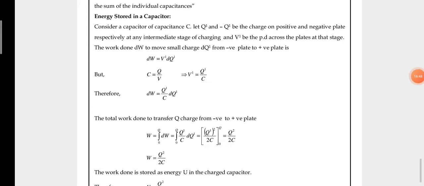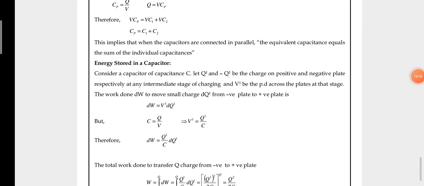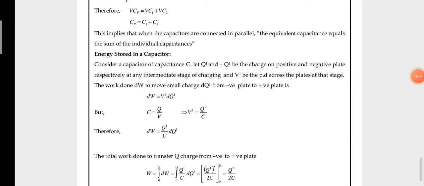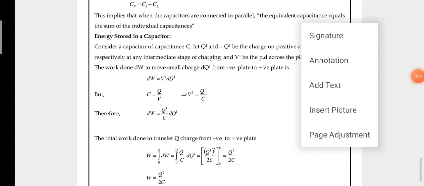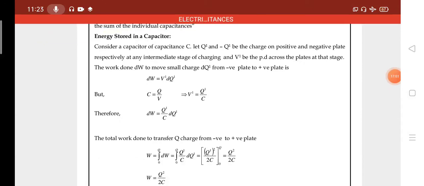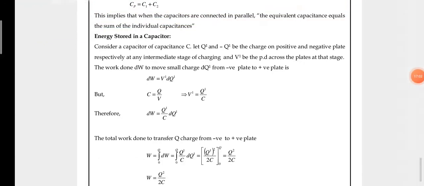In this chapter, mainly from potential, you may get one 5 mark question and one 3 mark question. From capacitance of parallel plate capacitor, you may get one 5 mark question. So you just concentrate on these two chapters.